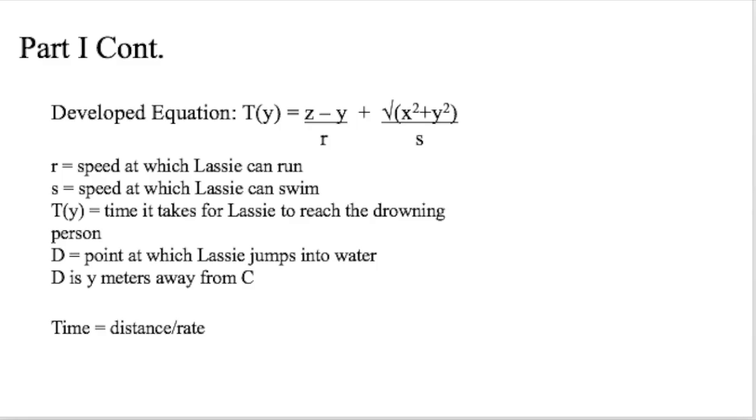Since we know that distance equals rate times time, we also know that time equals distance over rate, and that's the equation we'll be using. Using the time formula, we've established that the time Lassie runs along the beach is represented by z minus y divided by r, and the time it will take her to swim in the water is represented by the square root of x squared plus y squared all over s.